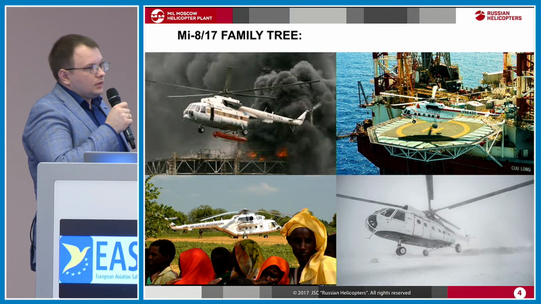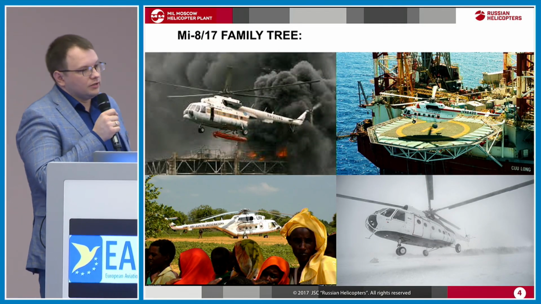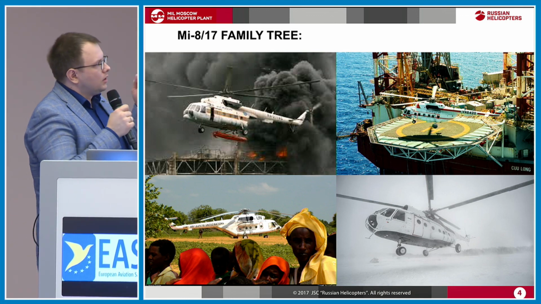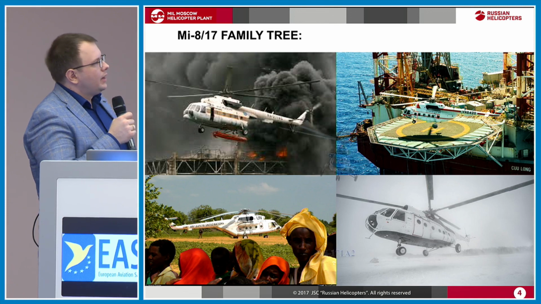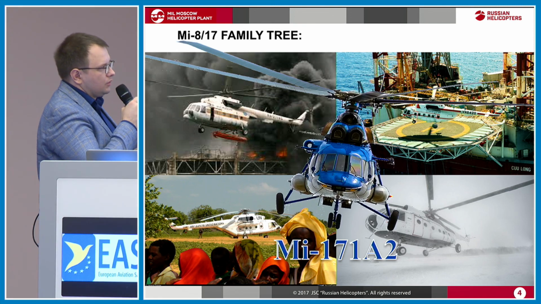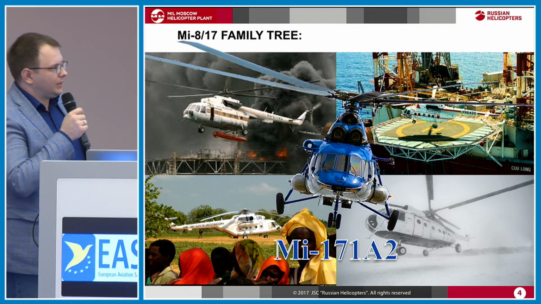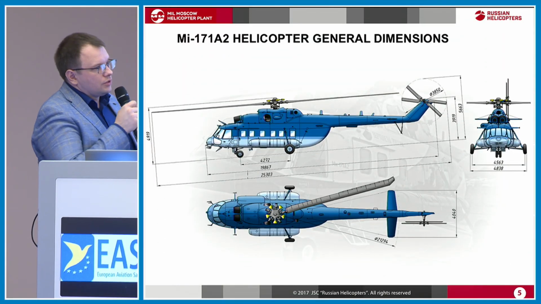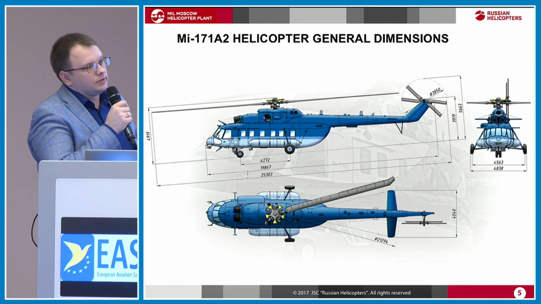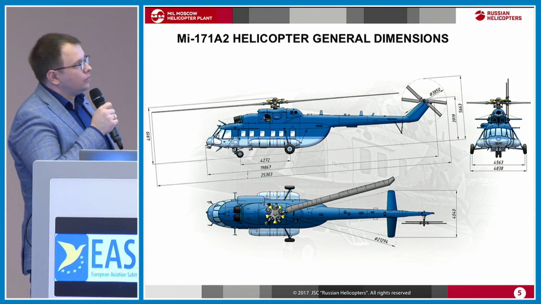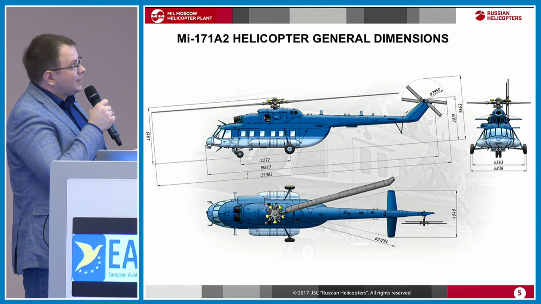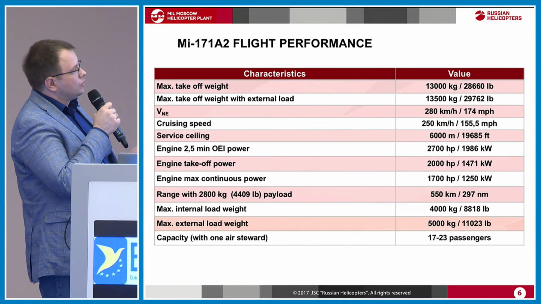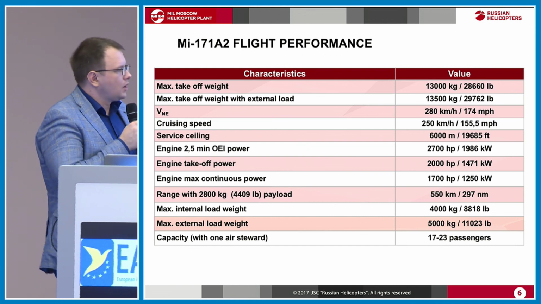So nowadays, the helicopters of Mi-8 and 17 family you could find everywhere from the north to south, over the water and over the fire. And now the new model Mi-171A2 is the top of the family. The general dimensions could be found on this slide. They're the same as for all the other family guys. And the flight performance characteristics you could find in this table.